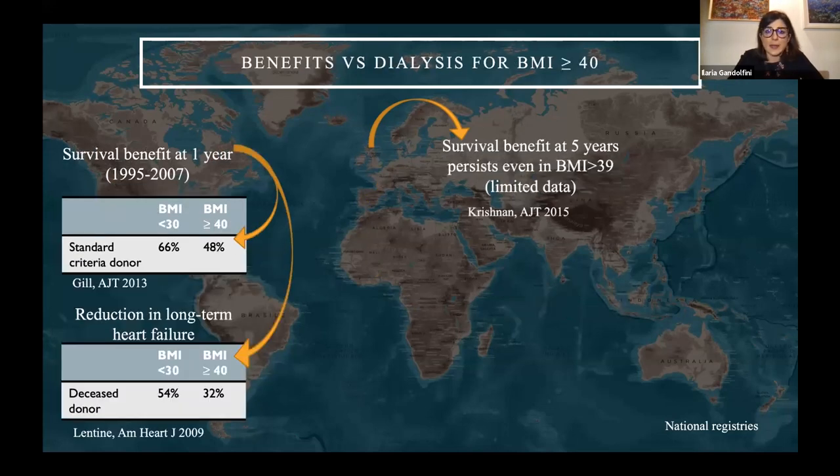So what about the benefit versus dialysis in BMI equal or greater than 40? From the US data, we still have a benefit, even if it is lower compared to BMI lower than 40. And again, in the UK, survival benefit persists even with BMI greater than 39, even if we have limited data. And from a quite big US study, there is a reduction in long-term heart failure, even in patients with BMI greater than 40.